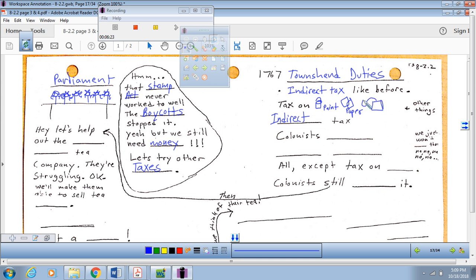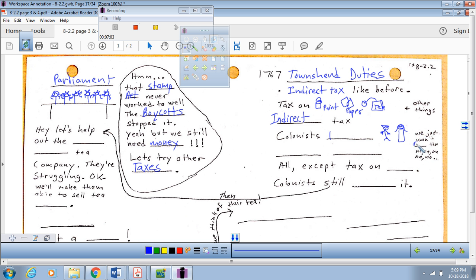However, because it was an indirect tax, the colonists just realized that the price of these things went up. But the colonists were much more intelligent than Parliament thought, and they're like, why has the price of everything gone up? And they did some investigation, and they figured out that Parliament had passed a new tax, except it was an indirect tax. They're like, oh, they're trying to tax us again.